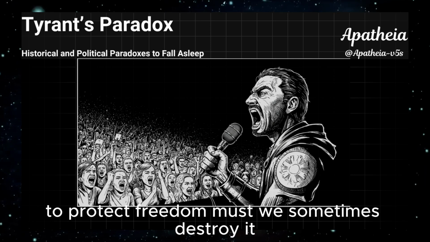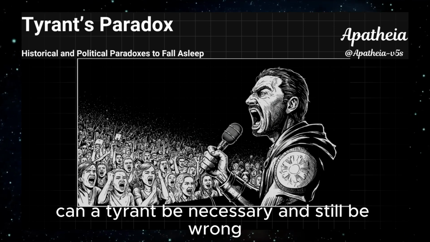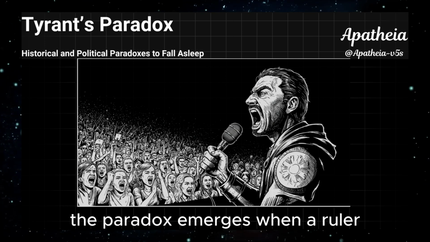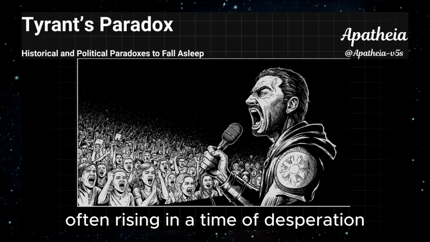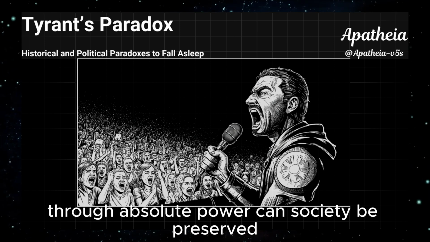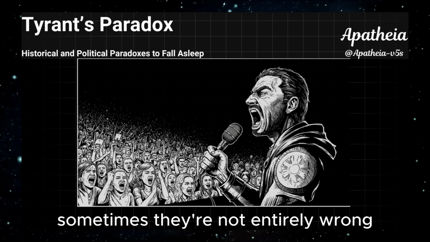To protect freedom, must we sometimes destroy it? To save the people, must one rise above them? Can a tyrant be necessary and still be wrong? The paradox emerges when a ruler, often rising in a time of desperation, claims that only through absolute power can society be preserved. And here's the haunting part. Sometimes they're not entirely wrong.